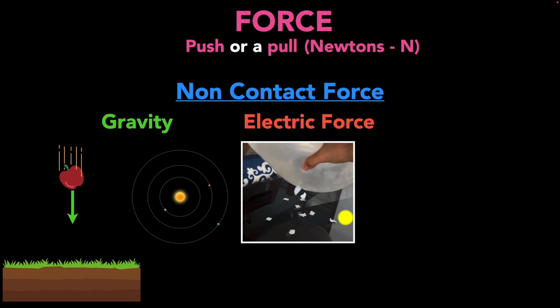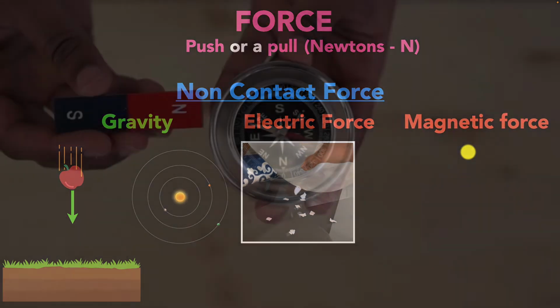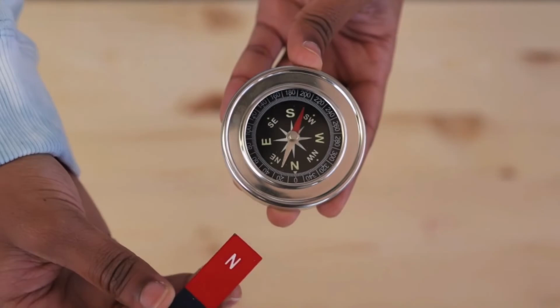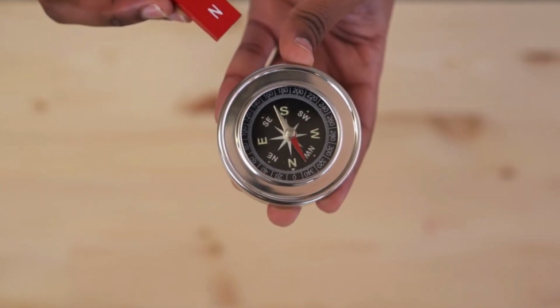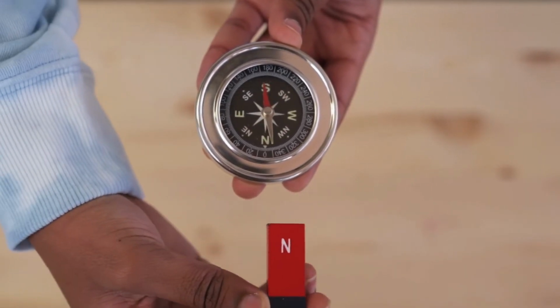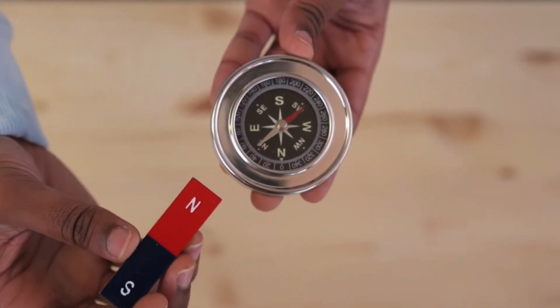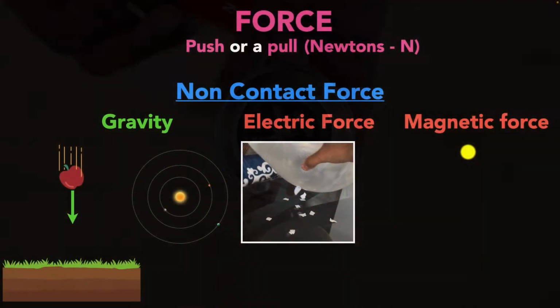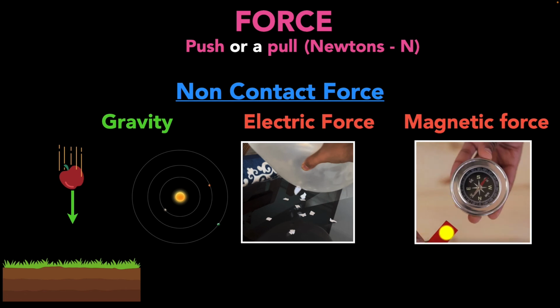And another non-contact force is the magnetic force. I mean, if you take a compass and you bring a bar magnet close to it, look, the bar magnet can exert a force on this compass without being in contact with it. So magnetic force is also an example of a non-contact force. In fact, it turns out that even though these two forces look very different, they're fundamentally related. And they're actually two different aspects of the same underlying force, which we call the electromagnetic force.